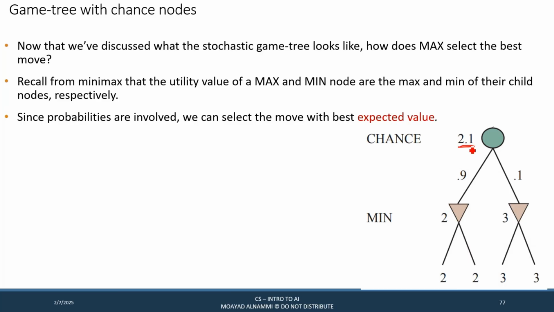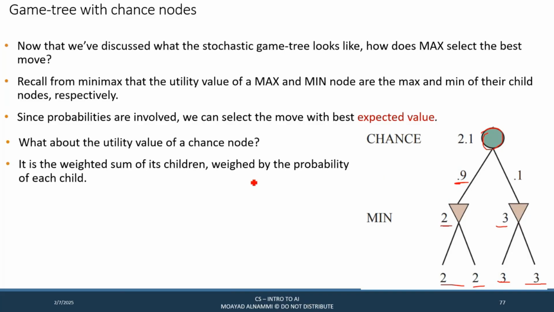How do you calculate the utility for this chance node? Very simply, we already know how to calculate the utility for a min node, right? If these are two terminal states and I'm at a min node, I just take the min of the children, right? So min of this and this is 2, min of this and this is 3. If I'm at the chance node, how do I calculate the utility of the chance node? Very simply, it is just the weighted sum where the weighting is done by the probability, right?